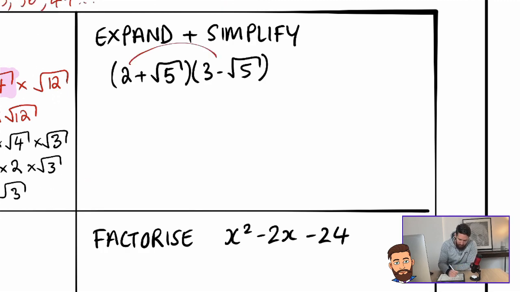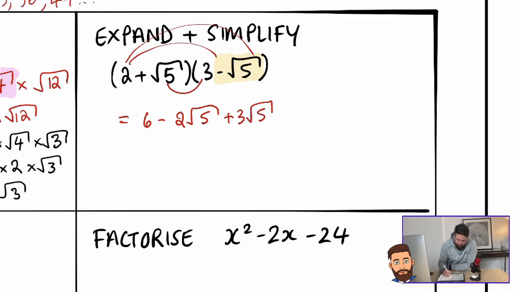So 2 times 3 is 6. 2 times, remember, that isn't root 5, it's minus root 5. Technically, we would say this is minus 1 root 5, so 2 times minus 1 root 5 would be minus 2 root 5. Now we're going to go, root 5 times 3 would be plus 3 root 5.